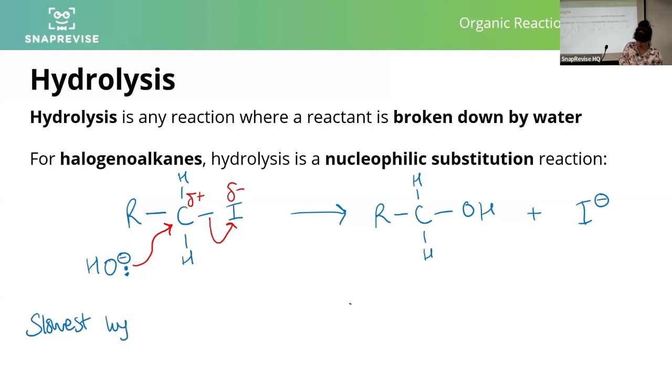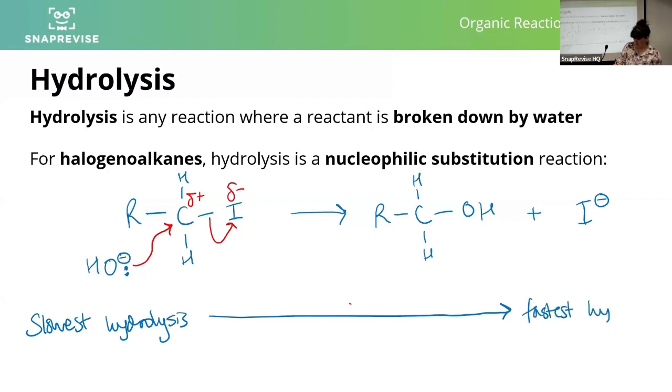Slowest hydrolysis to fastest hydrolysis for our carbon halogens, specifically chlorine, bromine, and iodine. But I guess we could talk about fluorine as well if we wanted to. The slowest hydrolysis is going to happen with the strongest carbon halogen bond.